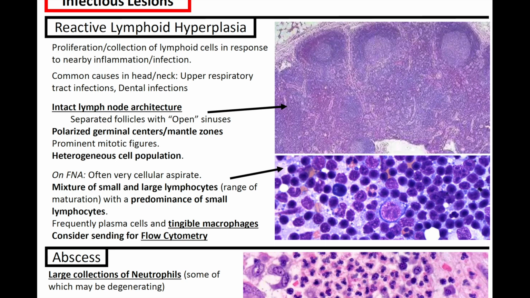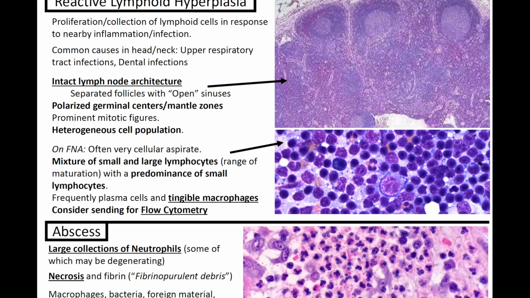All right, moving on to infectious lesions. So we can have reactive lymphoid hyperplasia, which is what we see here in the image to the right. That's going to be a proliferation or collection of lymphoid cells in response to nearby inflammation or infection. Common causes in the head and neck are upper respiratory tract infections and dental infections. And that makes sense, right? If you have some kind of an infection, our lymphoid tissue is obviously involved in our immune system and protecting us from infections, so that you would have a reactive or a hyperplastic, revved up lymphoid tissue makes a lot of sense to me.